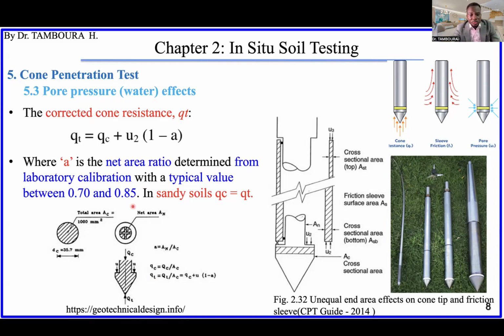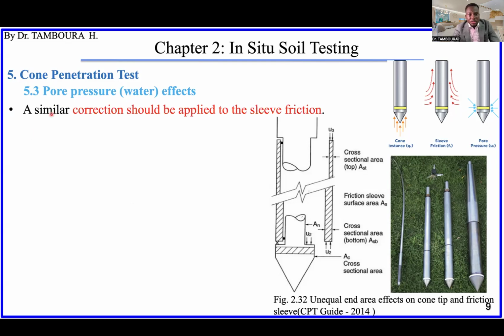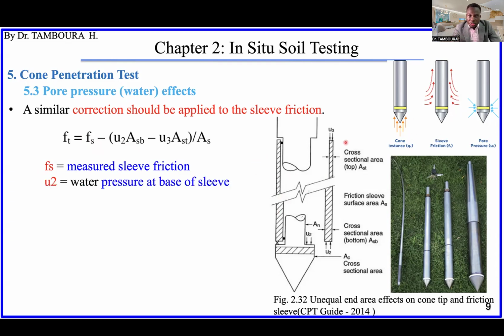Okay, so let's continue. A similar correction should also be applied for sleeve friction. This friction is also affected by the pore pressure. Here is the correction for sleeve friction, the total or corrected friction. As you can see, Fs is the measured one, and we have to correct it. Fs can be obtained from this formula. Fs, what is this one? This is the measured sleeve friction. Okay, simple.